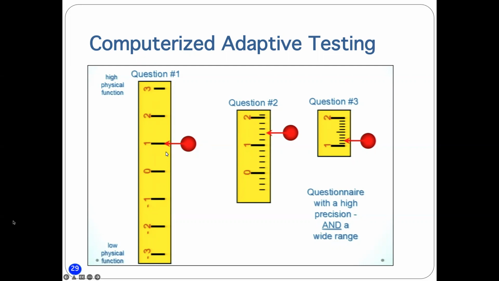So let's give a second item. The second item that the computer chooses is one that works pretty well for people at about 1 standard deviation above the median. And now we know with the kid's response that this score is somewhere around 1.4 to 1.6, maybe 1.42, but we still don't have a lot of precision. There's a lot of error around that. And with each successive item that the computer chooses, you get a higher level of precision.